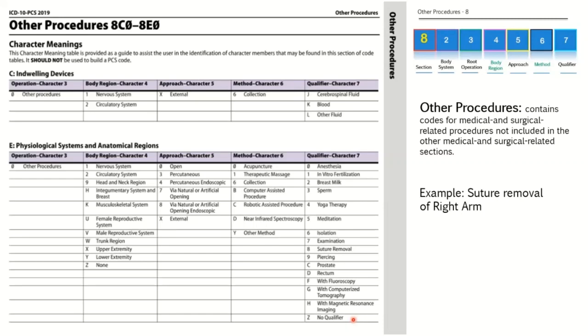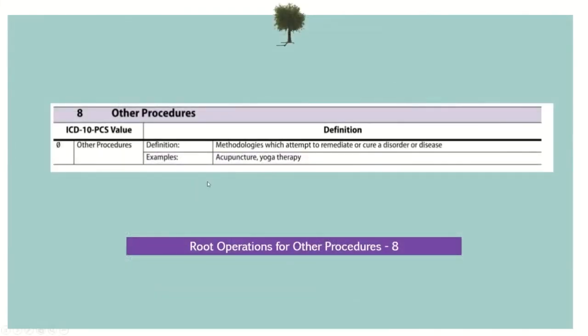All right, coders, let's take a look at our root operation, other procedures. These are methodologies which attempt to remediate or cure a disorder or disease. That's the definition, not elsewhere classifiable. If it's nowhere else, you may just find it here. Those are the root operations for other procedures. Now, let's go ahead and do a few exercises.